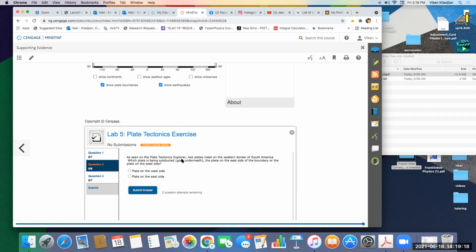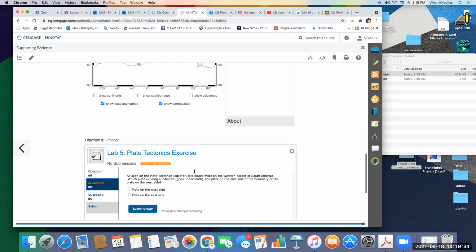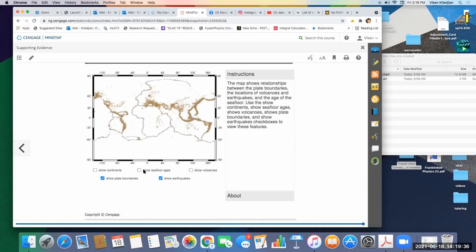Okay, as seen on the Plate Tectonics Explorer, 2 plates meet on the western border of South America. Which plate is being subducted? The plate on the east side of the boundary or the plate on the west side? That one you don't need to take another picture, because you already got 4 pictures, one with plate boundary and earthquake showing. Then you have another one with plate boundary and volcanoes showing.